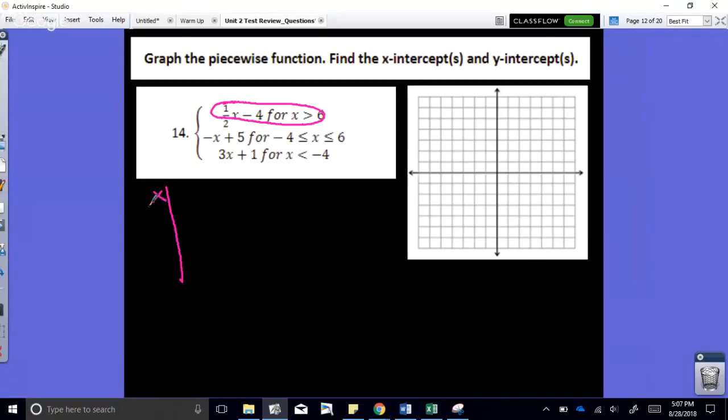So I'm going to go ahead and write my x. We're going to plug in 1/2 x minus 4, starting with 6. And when we graph this point, it's going to be an open circle because we have just greater than. So 1/2 of 6 is 3, and 3 minus 4 is -1. So I can go to 6, -1.